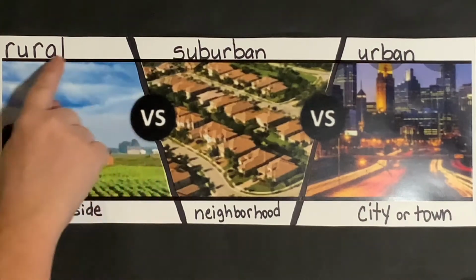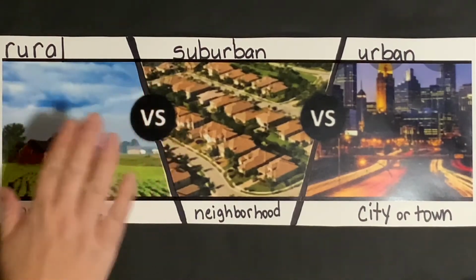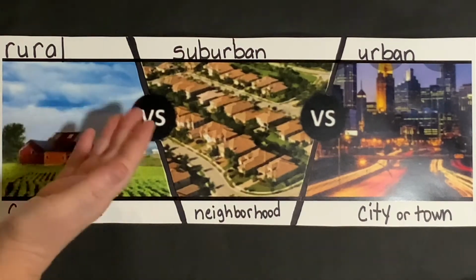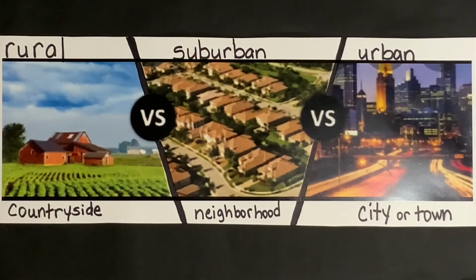If you live in a rural community, there's nothing blocking your path. There's no neighbors' houses in the way. There's no tall buildings. So you get to really enjoy the landscape, which is the sky and the land. So here's a good example of a rural community.